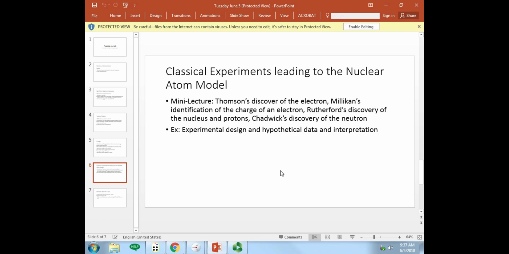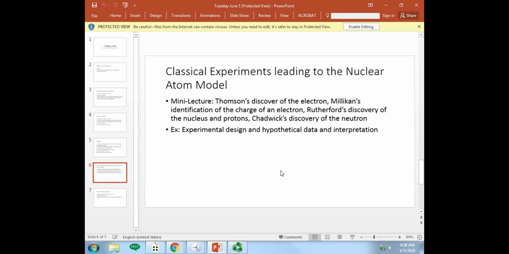So their experiment was they filled this glass tube with different gases, one at a time. So like they filled it with helium gas. They flipped a switch to activate the charge on these plates. And here were their observations. And then I will tell you their conclusions.